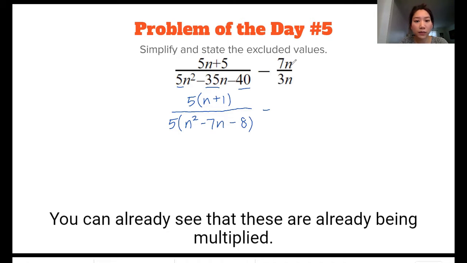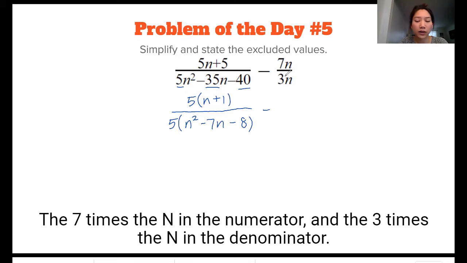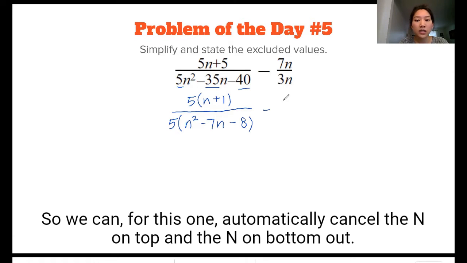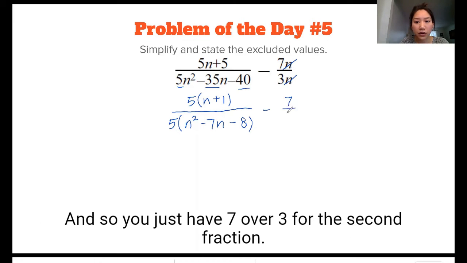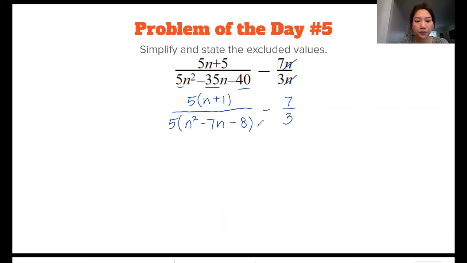You can already see that these are already being multiplied, the 7 times the n in the numerator and the 3 times the n in the denominator. So for this one, we can automatically cancel the n on top and the n on bottom out. And so you just have 7 over 3 for the second fraction.